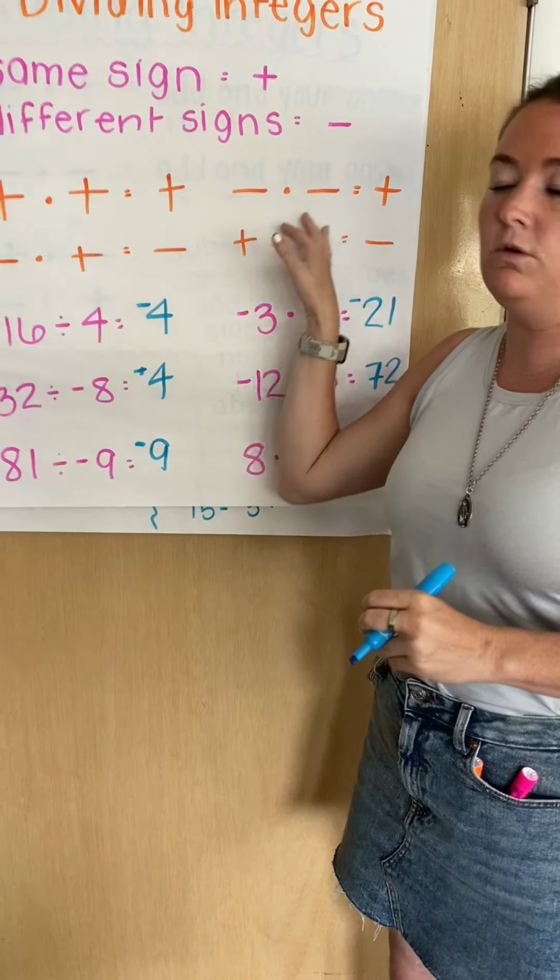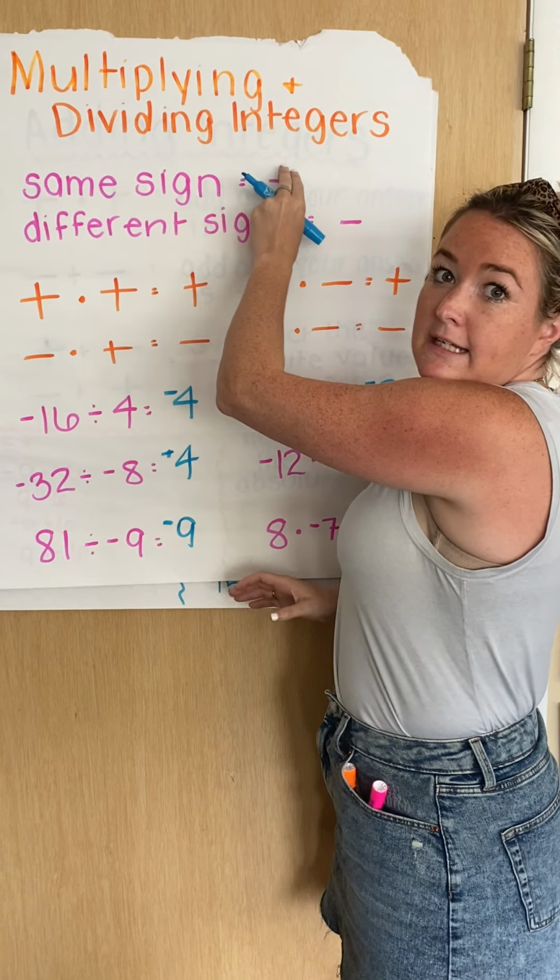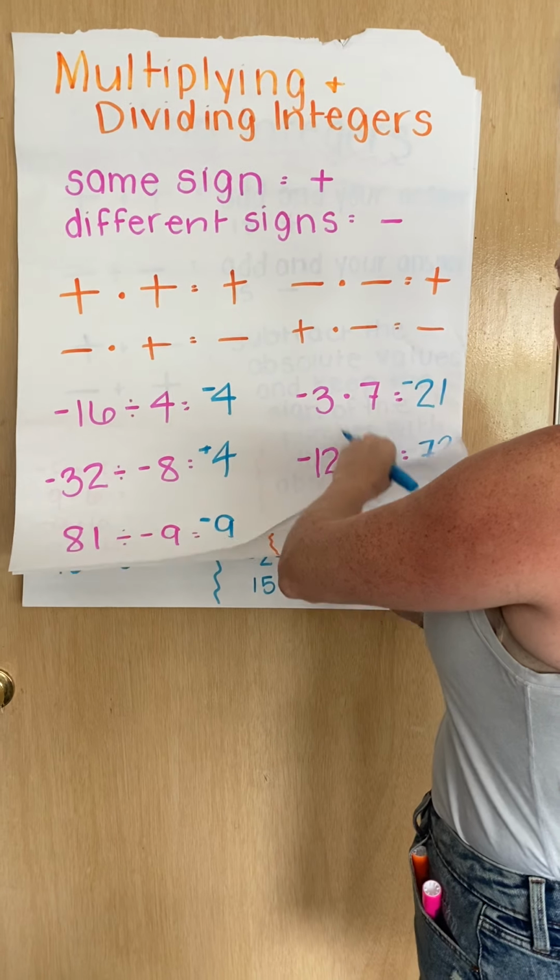So just to review, when you're multiplying and dividing, if you have the same sign, it's positive. If you have different signs, it's negative.